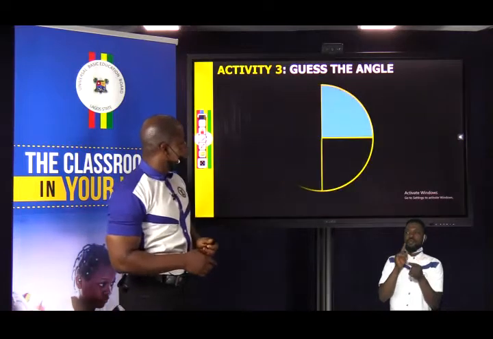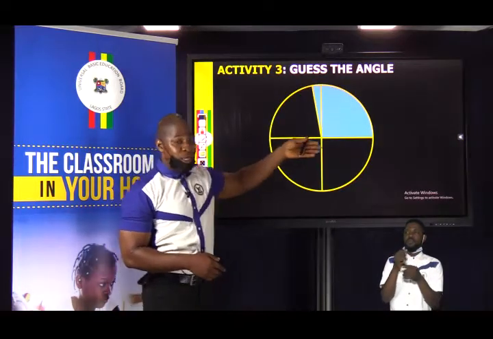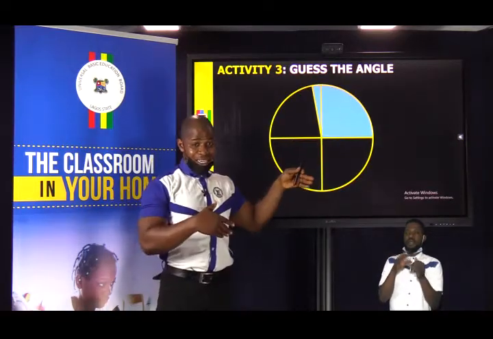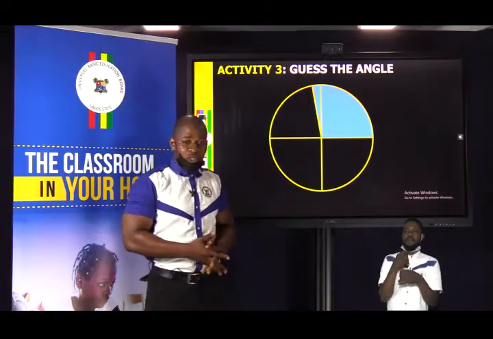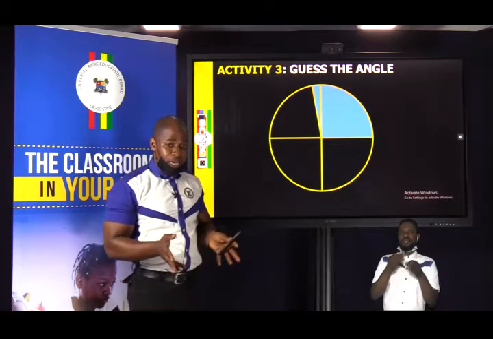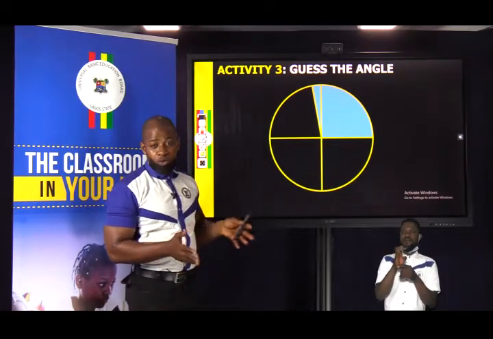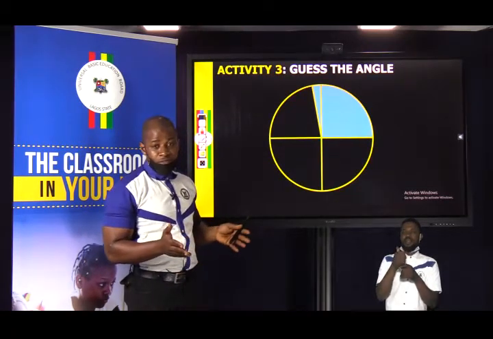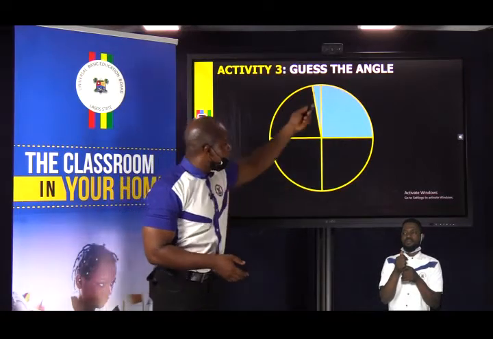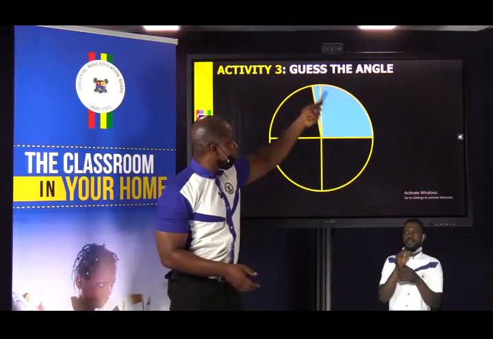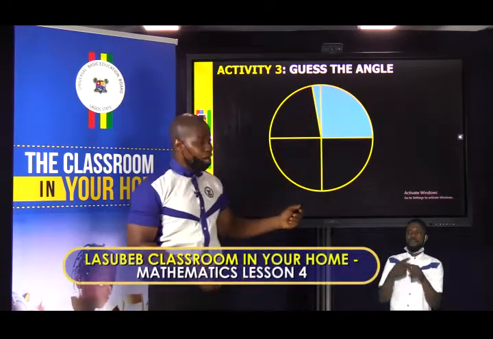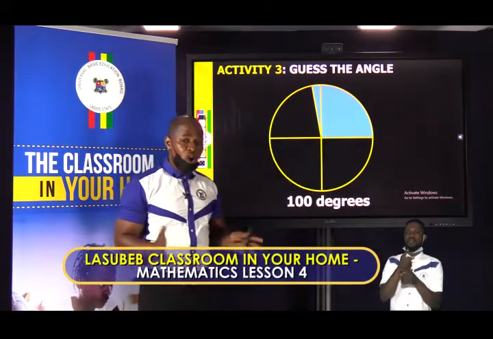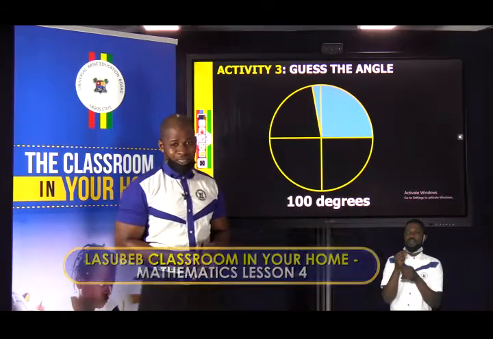Now let's move on. How about this angle? Is it more than 90 or less than 90? Okay, make a guess as to the size of the angle. 80, 40, 30, 150, 120, 110. Okay, so let's see. It is more than 90, obviously, because 90 starts from this point to this point. That is 90, but this is more than that. This is actually 100 degrees.